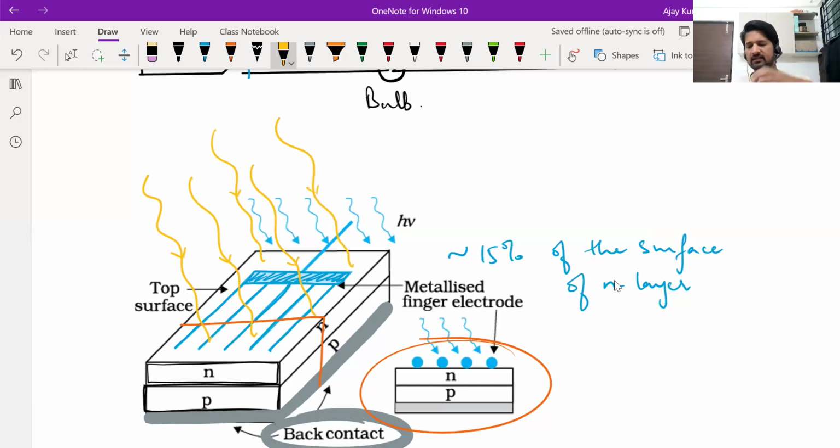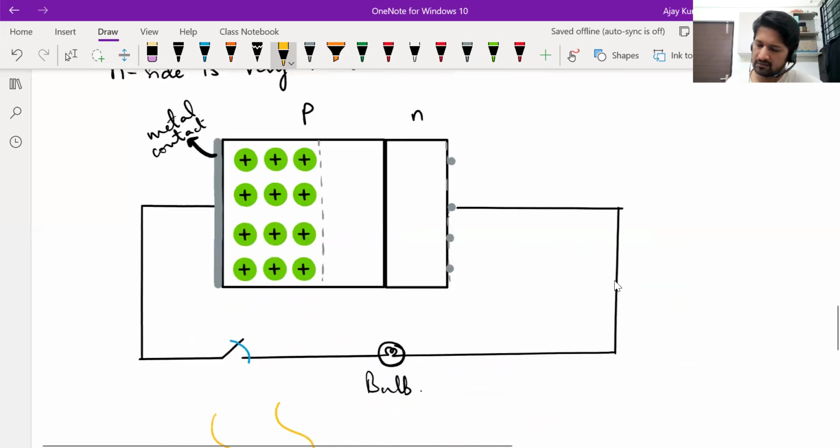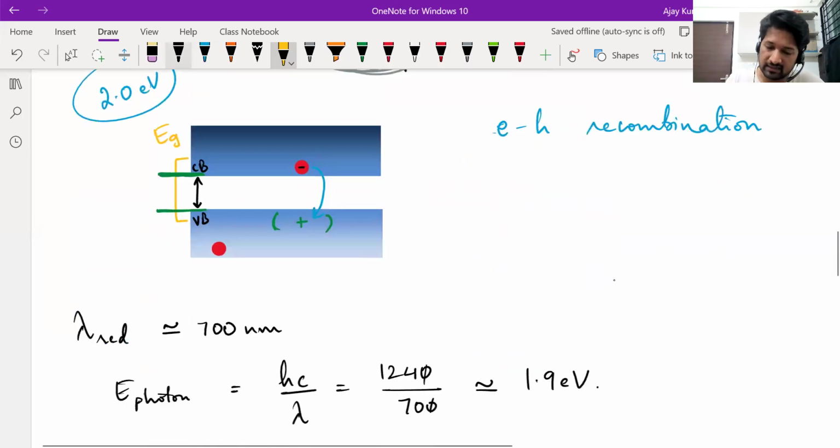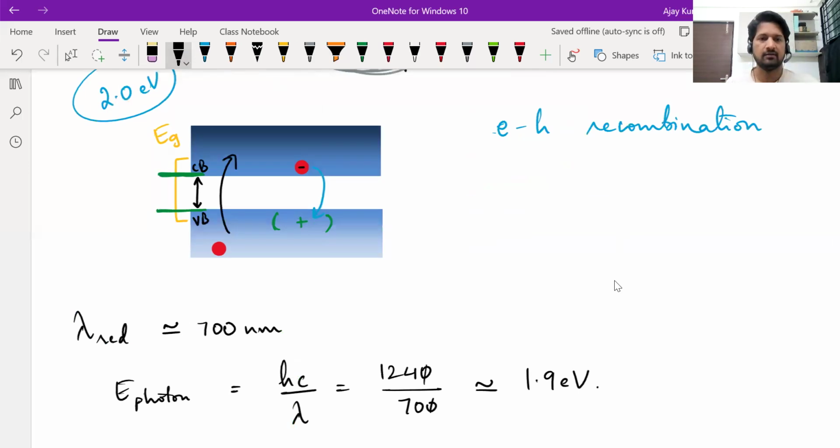So when sunlight, or light of appropriate wavelength, is incident on the N side, what happens? Basically radiation falls from this side onto the N side. Now N side is mostly depletion region itself. That is why it is kept very narrow. So basically you are making radiation incident on the depletion region. What happens when radiation is incident on the depletion region? Electron hole pairs will get generated. The valence band electrons will take energy and jump into the conduction band.